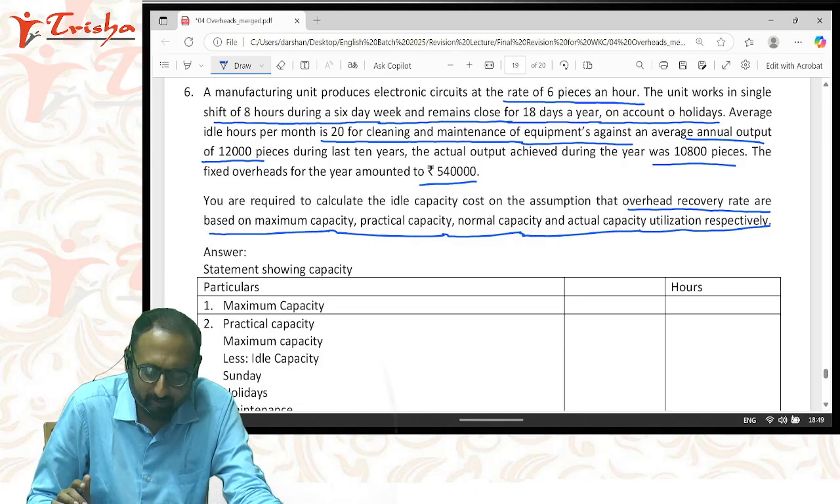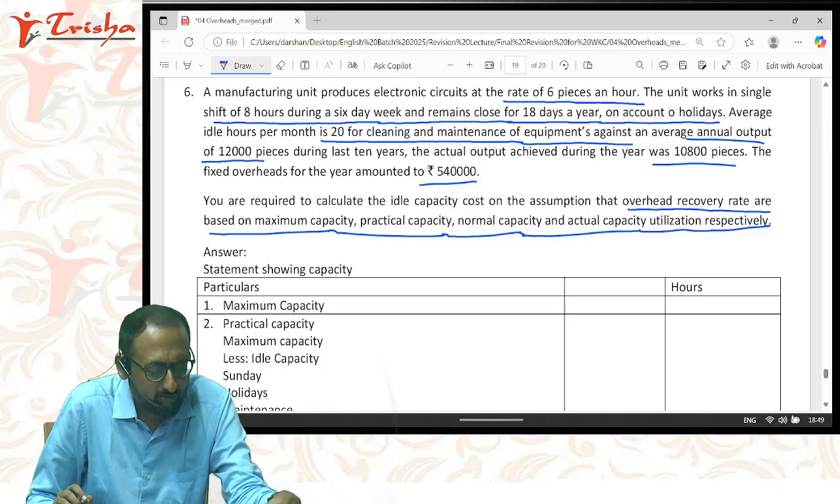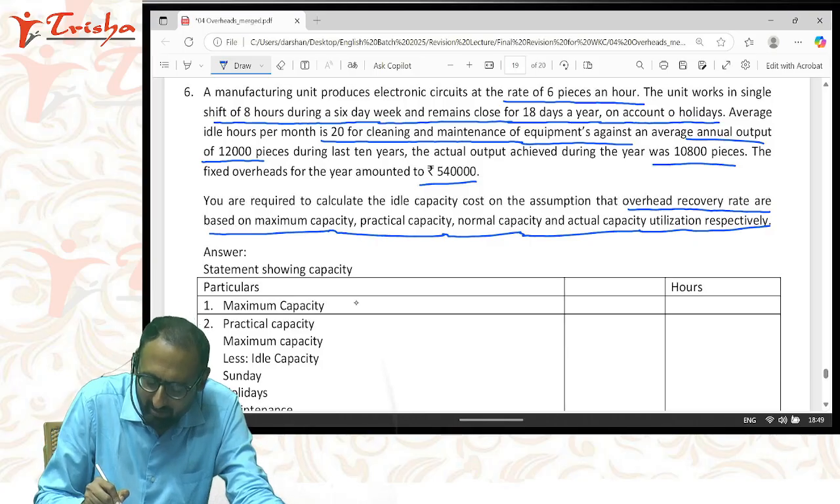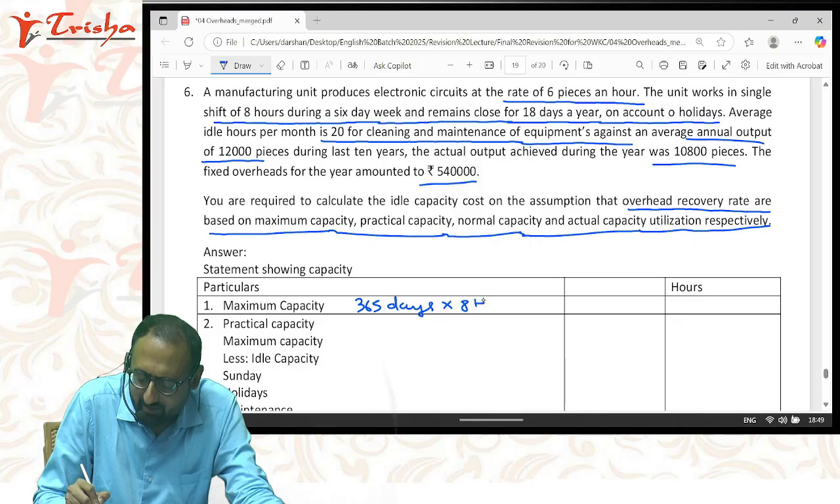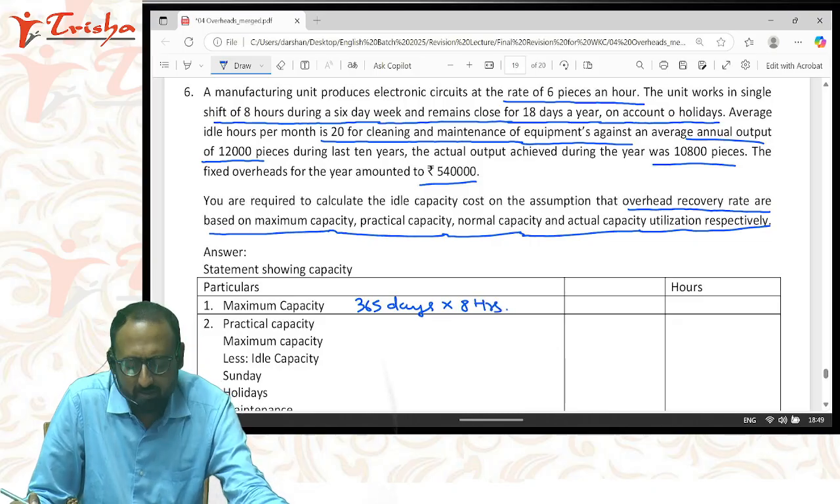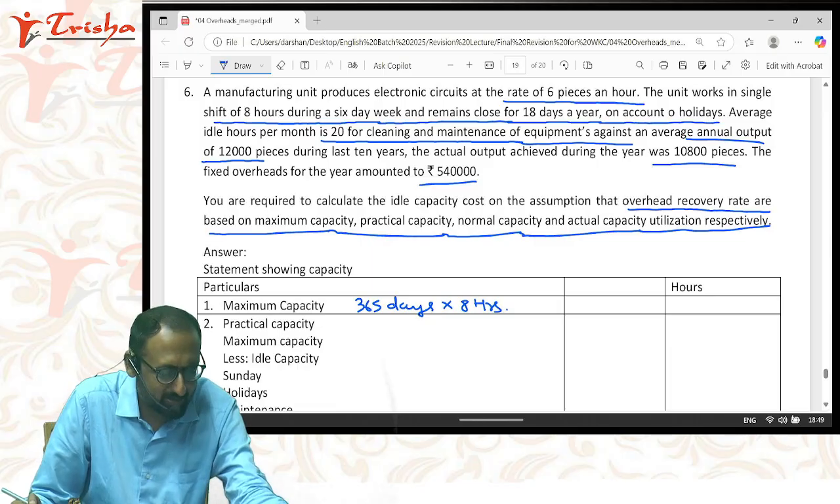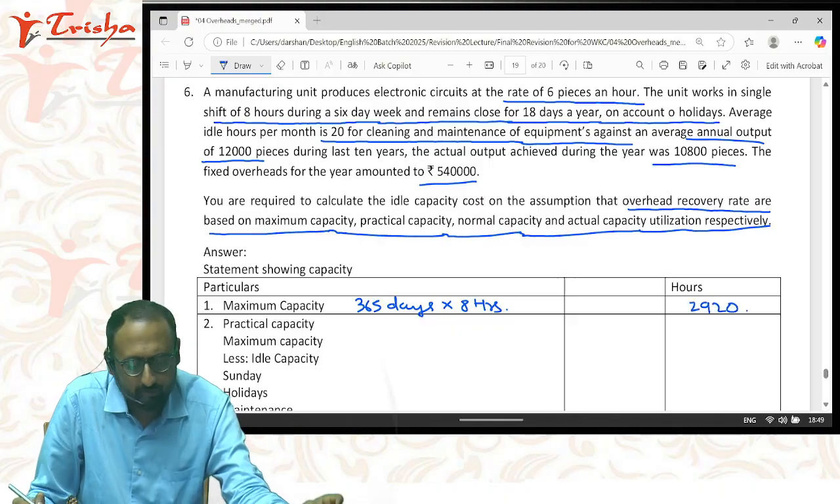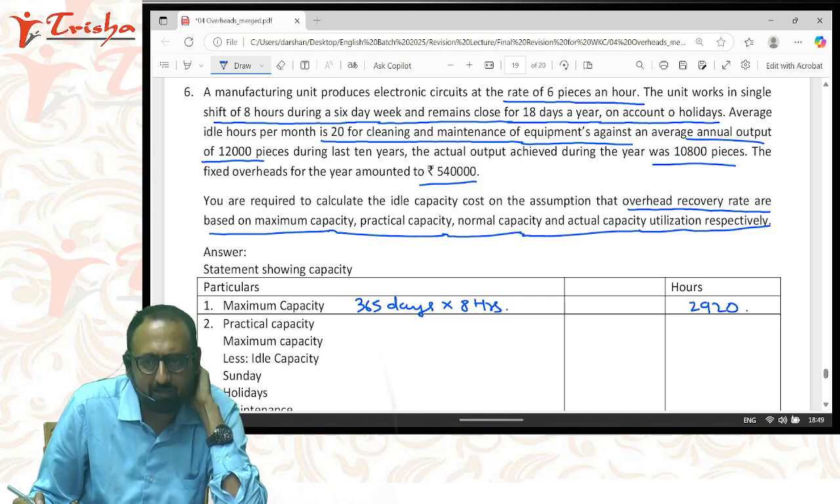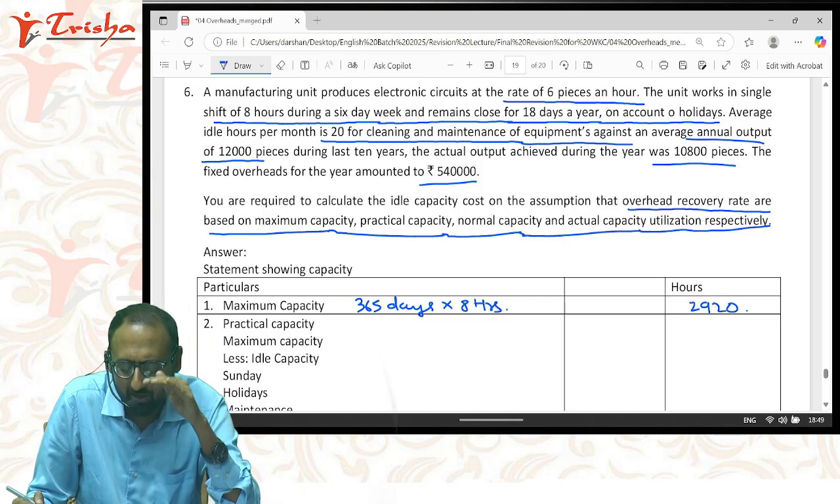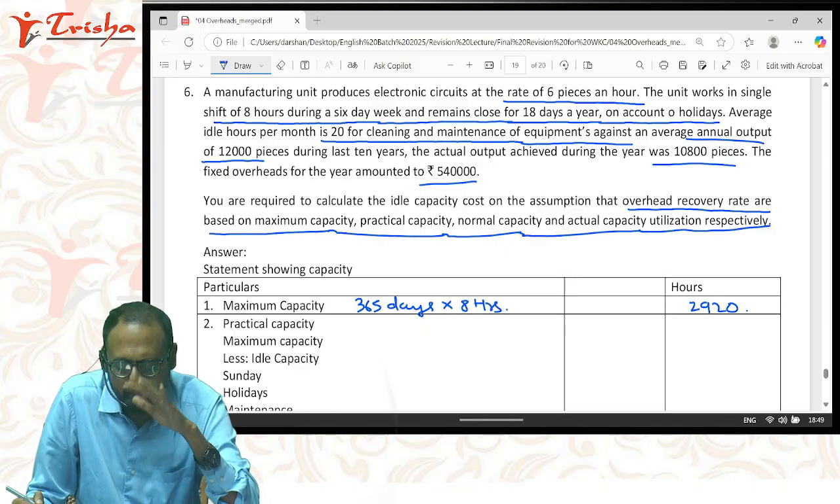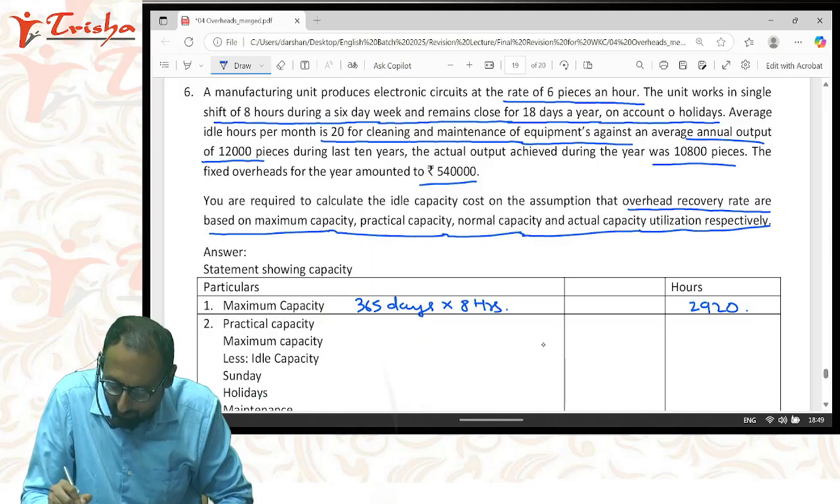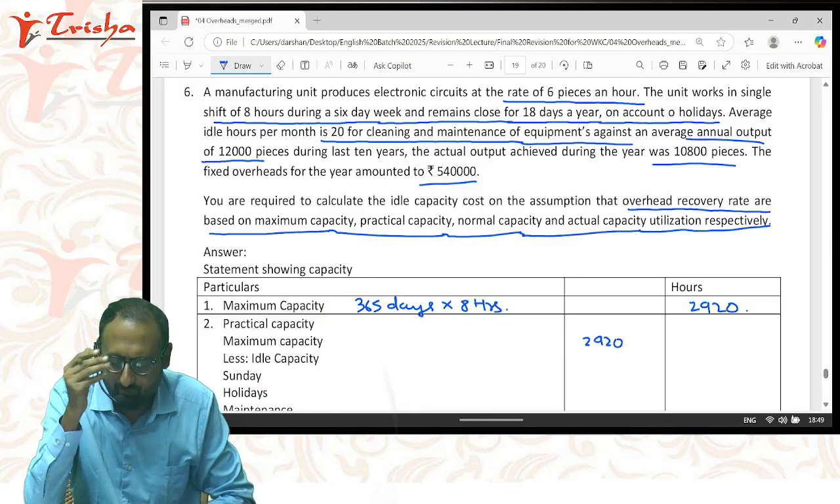Installed capacity is so simple. Maximum capacity is so simple. Exactly 365 days multiplied by 8 hours a day. How much is your installed capacity, maximum capacity? Is it 2920 hours? Next one. Check how much is your practical capacity. Practical capacity is installed capacity, maximum capacity minus normal idle time. So maximum capacity is 2920. Check which are the idle hours.